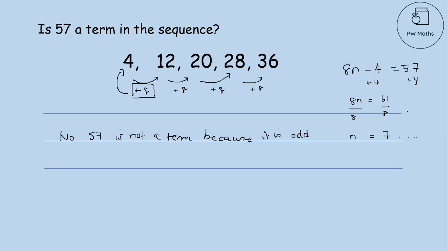It would only be a term in the sequence if, when we do this division, we get a whole number or a whole integer.